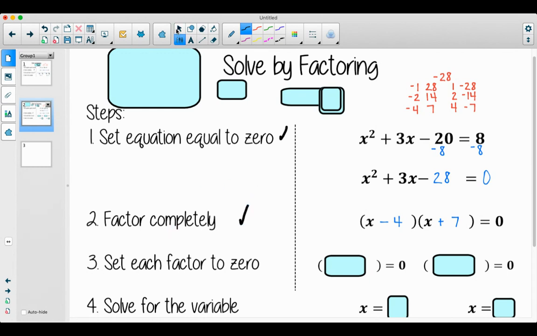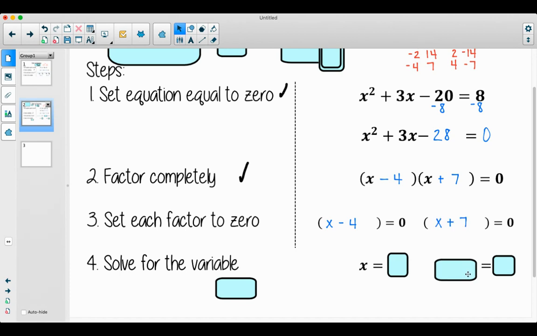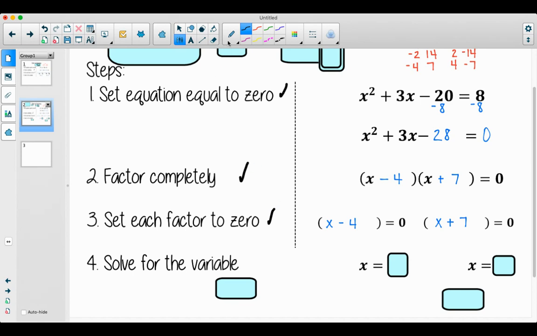Step 3 says, set each factor equal to 0, using that zero product property rule. So I can say x minus 4 is equal to 0, and x plus 7 is equal to 0. Step 3 is complete. The last step is I need to solve for the variable. So I have x minus 4 is equal to 0. I need to get x all by itself, so I need to add 4 to both sides.